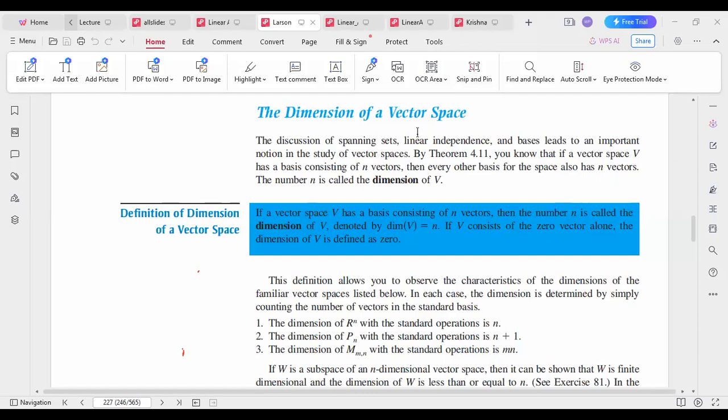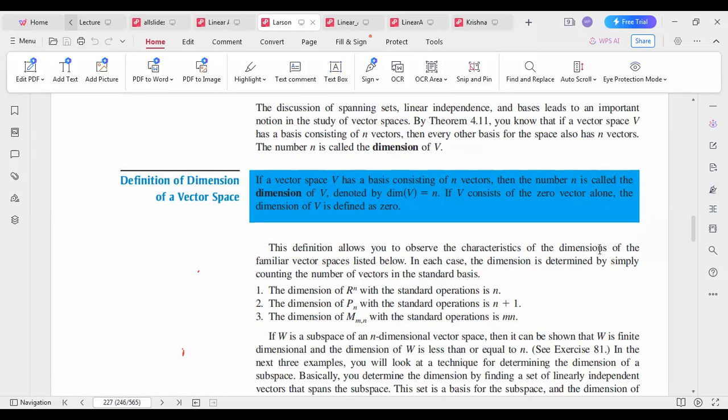Now, what is the dimension of a vector space? The definition: if a vector space V has a basis containing n vectors, then the number n is called the dimension of V, denoted by dimension of V equals n. If V consists of the zero vector alone, the dimension of V is defined as 0. Now, the definition allows us to observe the dimensions of the familiar vector spaces. The dimension of R^n with the standard operations is n. The dimension of the space of polynomials of degree at most n, with the standard basis, is n plus 1, and the dimension of the space of m by n matrices with the standard operations is mn.